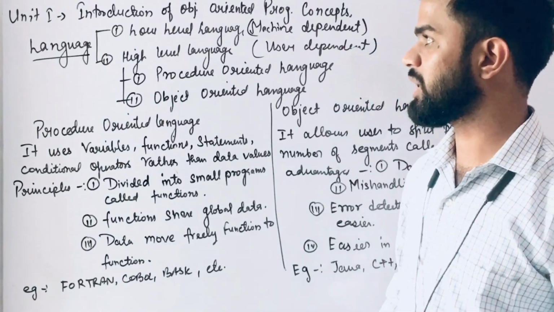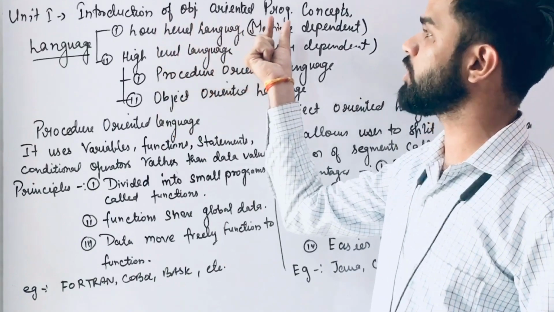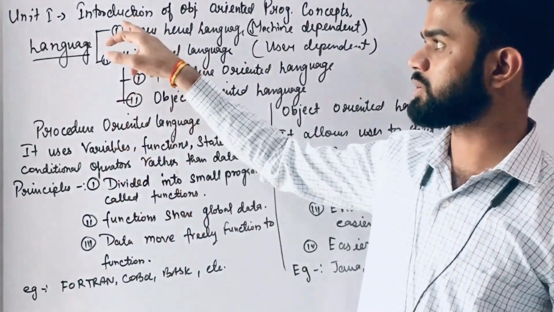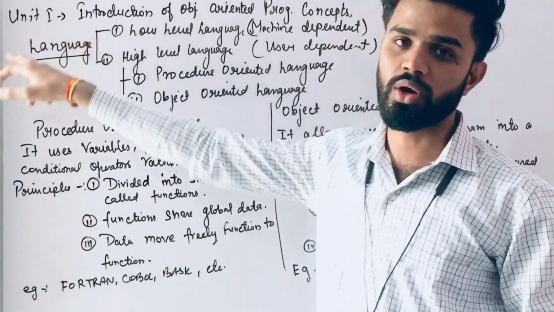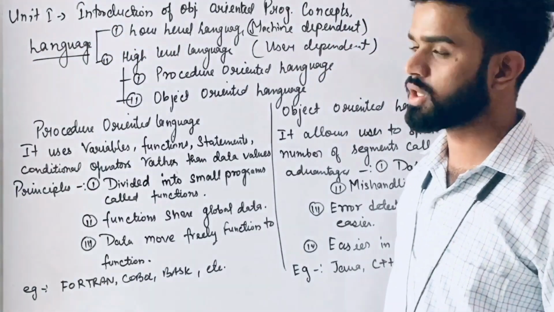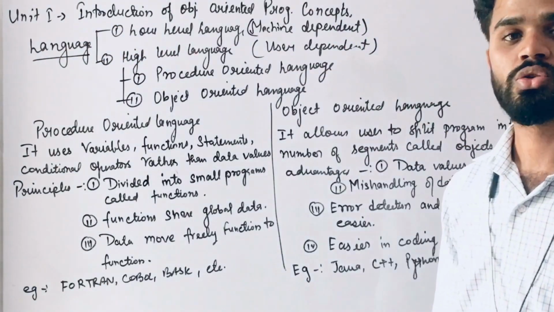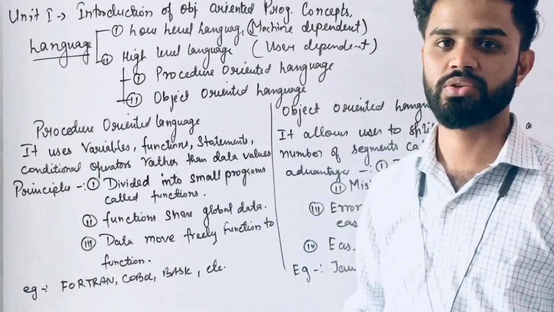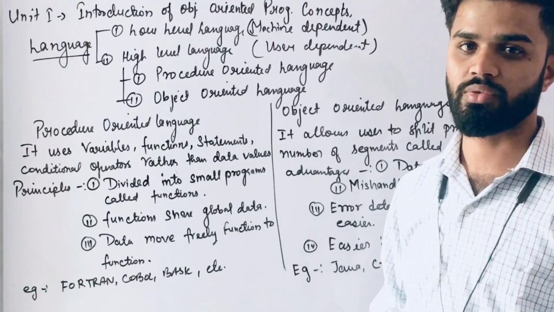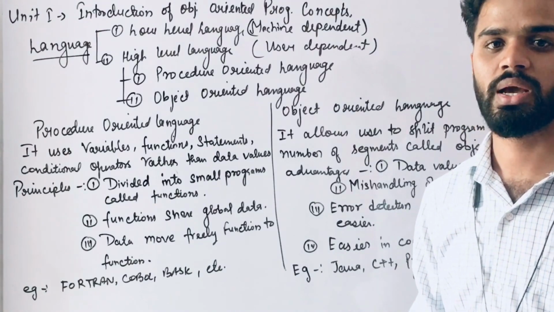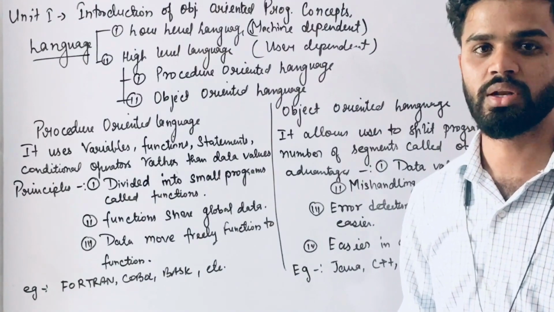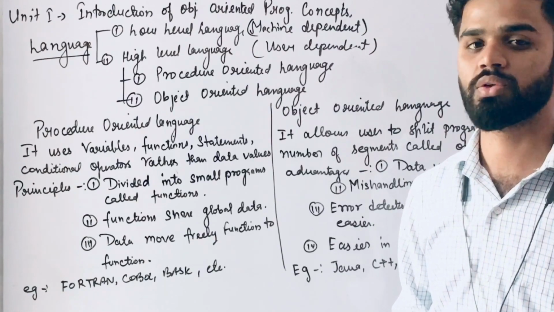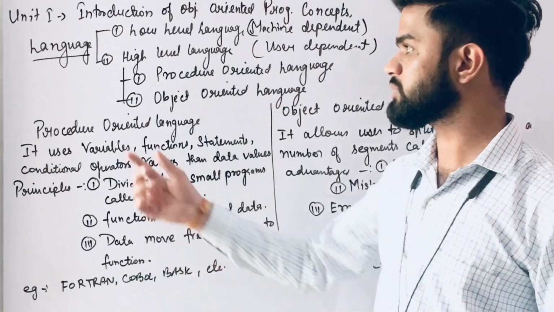Our first chapter in class 9th is Introduction of Object Oriented Programming Concept, and in class 10th this chapter is shown under unit 1, which is Introduction of Object Oriented Programming Concept. In this unit we are going to discuss languages. We are all very familiar with language. Language is one of the important things, and if we want to communicate with anyone, then we need to use language.